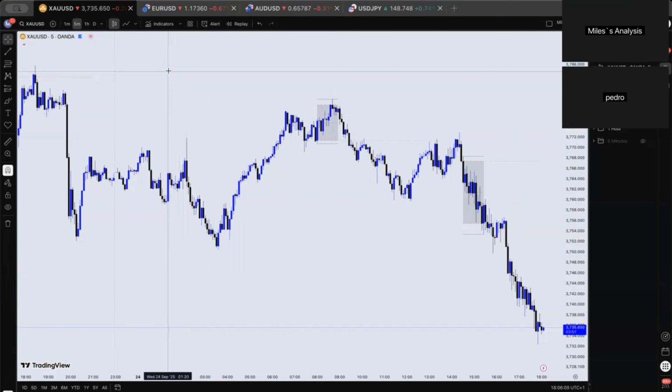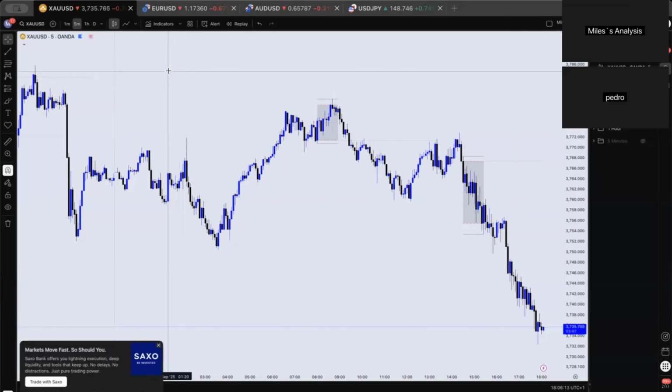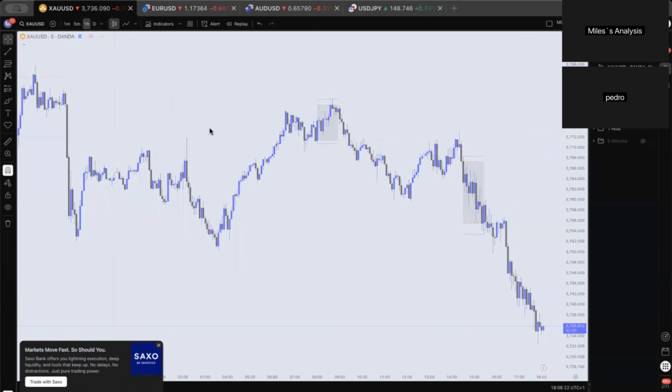So as I was saying, I'm going to look at gold, then EURUSD, then AUDUSD, and then USDJPY. So just look at the 1 hour time frame for the directional bias, and then the 5 minutes time frame for entry setups. So on gold, currently price has been bullish on the 1 hour time frame, and it recently just created a new change of character.